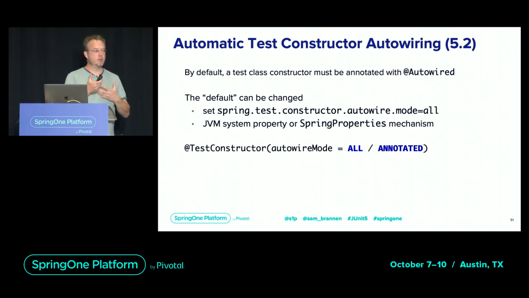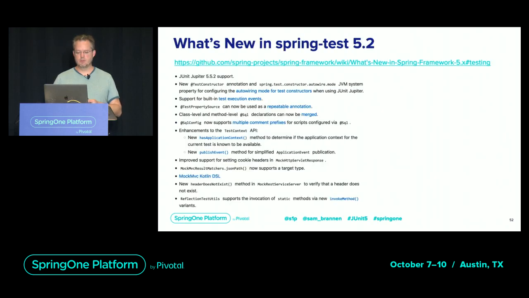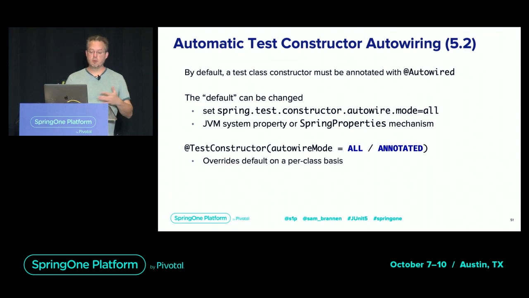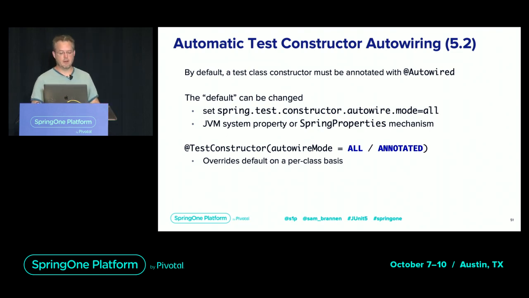Another option, if you want to change it on a per-class basis, you can use this new @TestConstructor annotation, and then just set the autowire mode to all or annotated. By default, it's going to be annotated, which means you have to put the @Autowired annotation. But if you want to get all of them automatically, then you can switch it to all. So that works nicely. For example, some people writing Kotlin-based tests like to combine this test constructor autowiring all with the test instance per class configuration option from JUnit Jupiter. So they get nice succinct test classes with data classes and autowiring constructors and things like that.